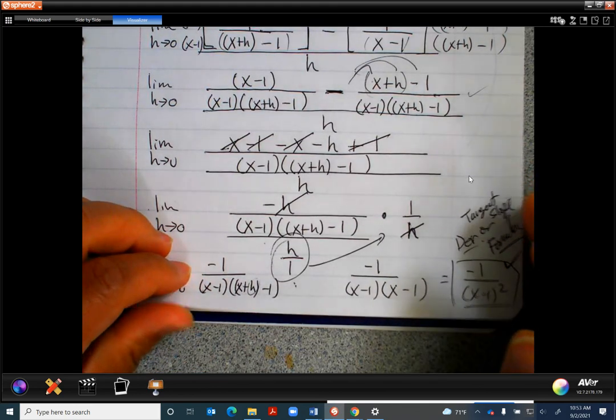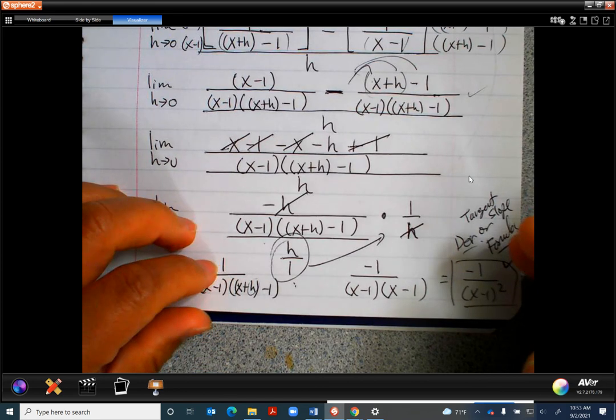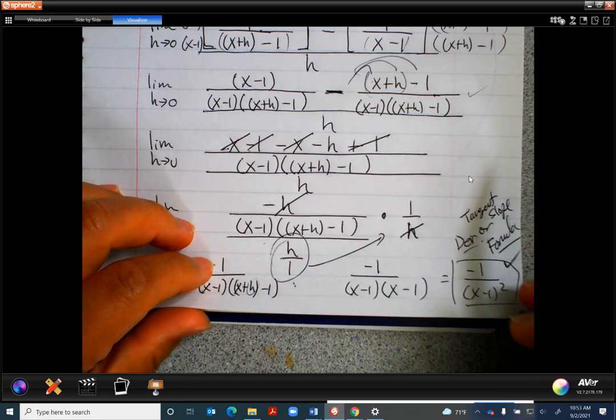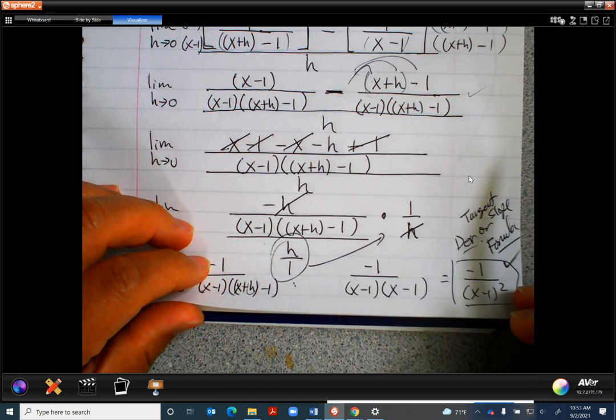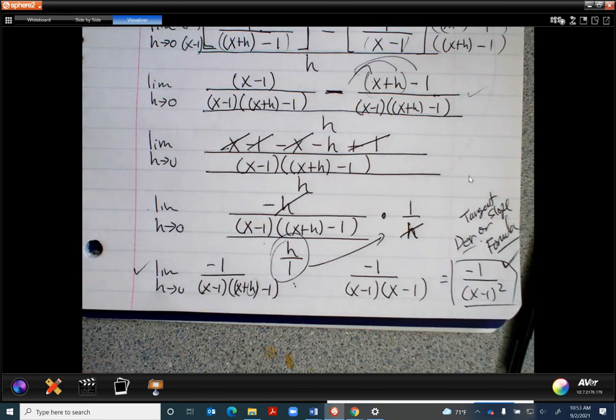So I want you to try at least one problem before you go. You got about 6 minutes, okay? Go to your homework page. And what is your very first question? Number 7. Let's see if you can find the tangent slope at that point. Okay? And we are done.